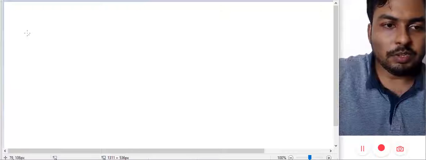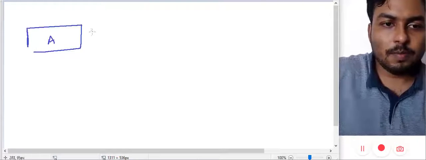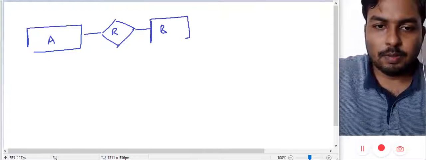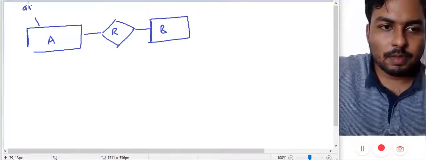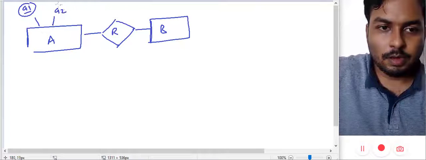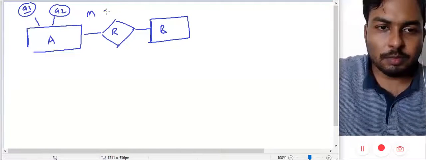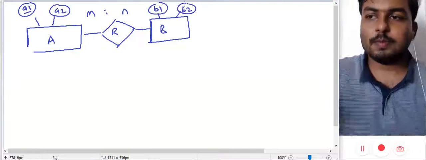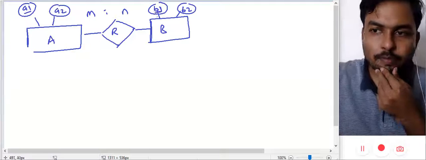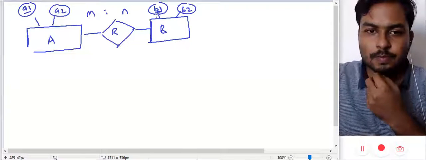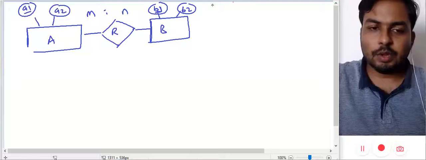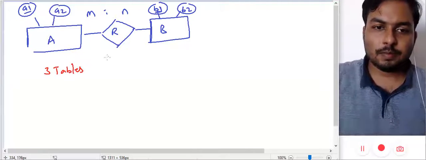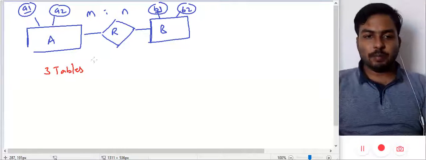Say we have two tables, A with relation R, and a table B. Same thing, A1, A2. This time you have an M to N relation, and B1 is a key. Now this time, if somebody asks you how many tables will get created from this, you have to tell them the answer is 3 tables. When it's a many to many relation, there will be 3 tables created.